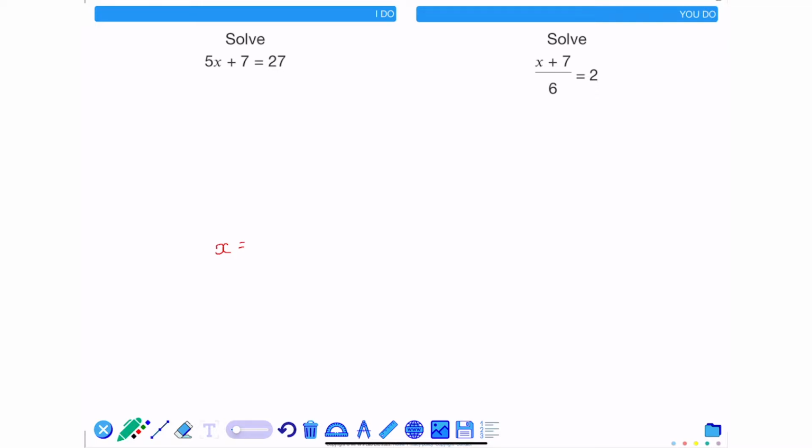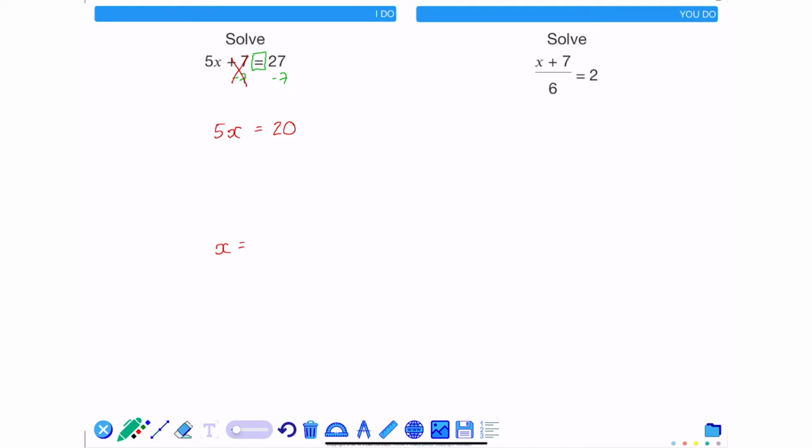And if I know that 5x add 7 is equal to 27, if I remove the 7, I can work out what 5x is. But in order to keep things equal, whatever I do to one side, I have to do to the other. So I take away 7 from 27 as well. Well, 7 take away 7 is 0. So on the left-hand side of the equal sign, I get 5x is equal to 27 take away 7, which is 20.